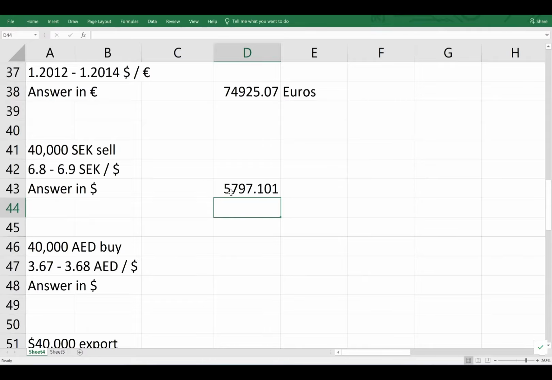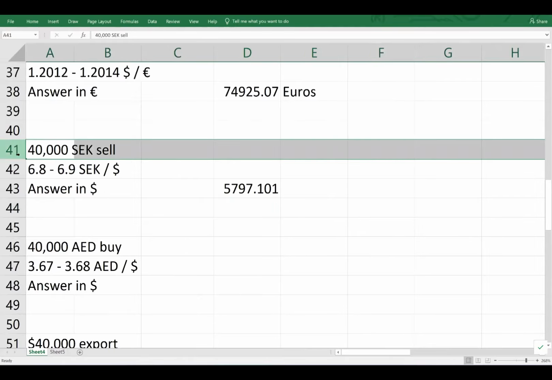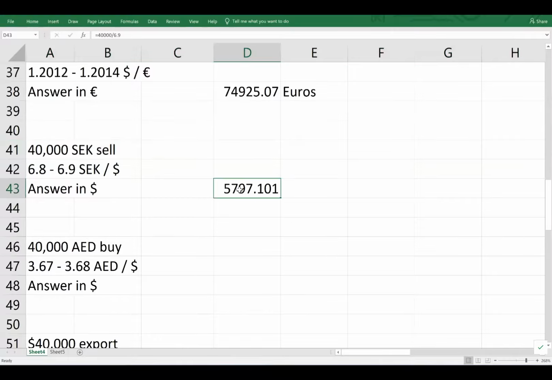By the way, if you are confused in the exam scenario, this is the way you need to practice that. So here we are an exporter, we are going to sell, we will get fewer dollars in that case, because we are selling the foreign currency here. So we will divide to get the lesser amount, because if you divide with 6.8, you will get more amount.